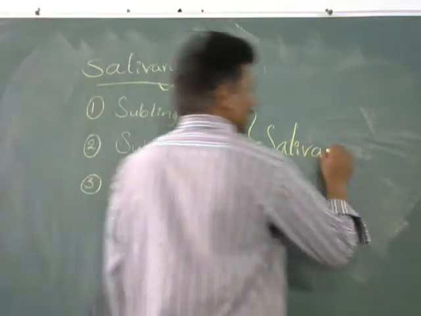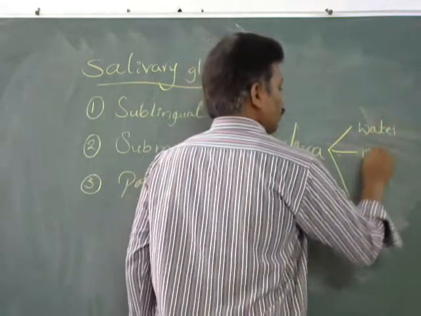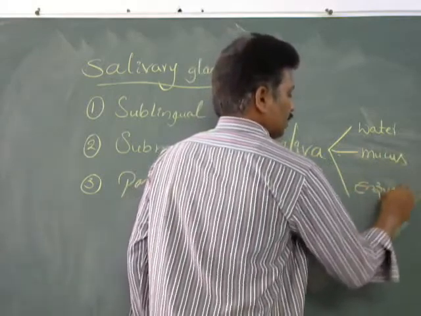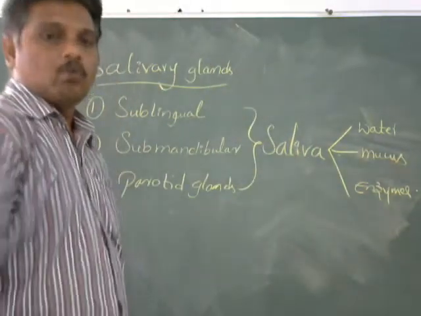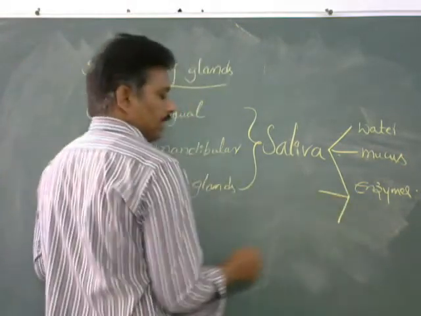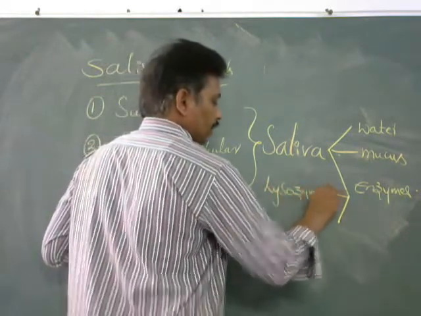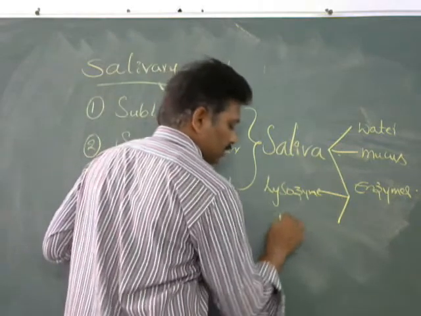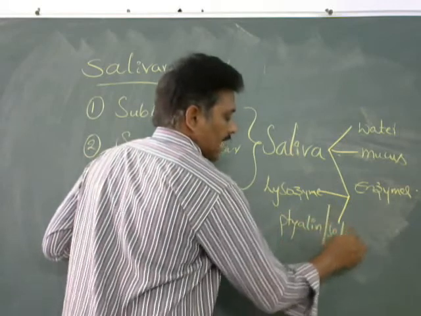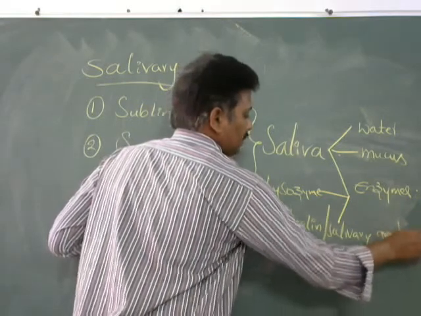This saliva consists of water, mucus, which is a slippery substance, and enzymes. Water, mucus, and enzymes. Here, two types of enzymes are present. One is lysozyme. Another one is thiamine, which is also called salivary amylase.